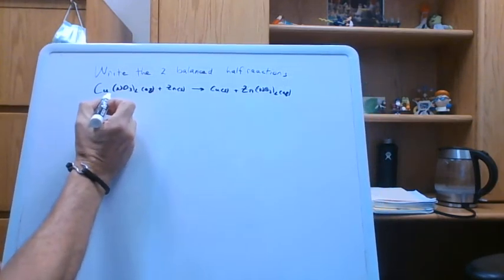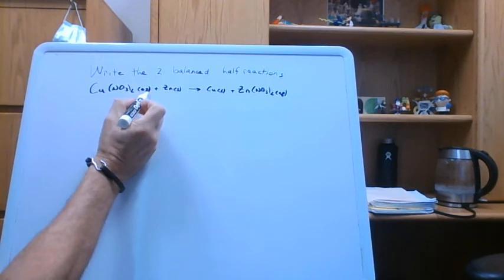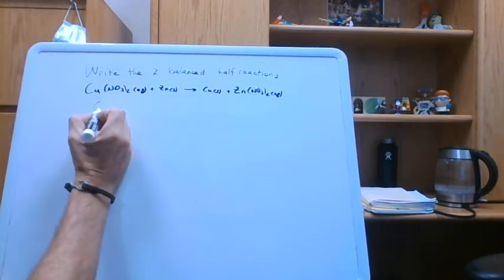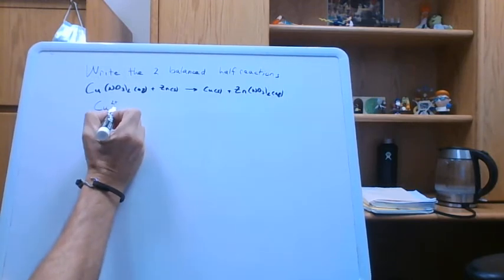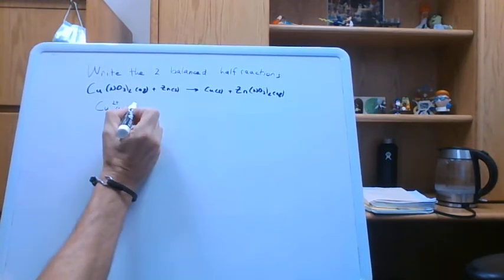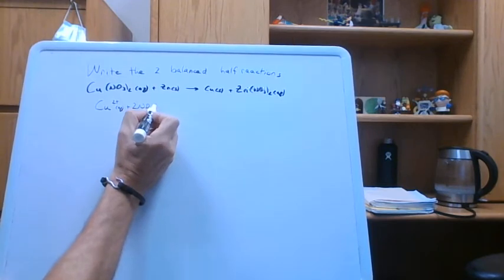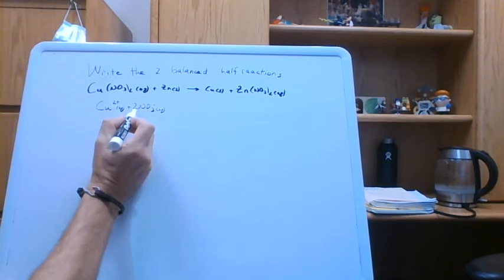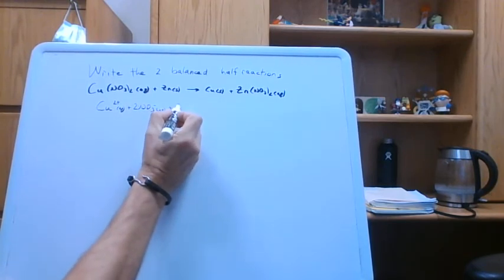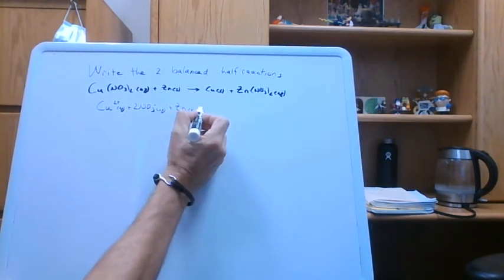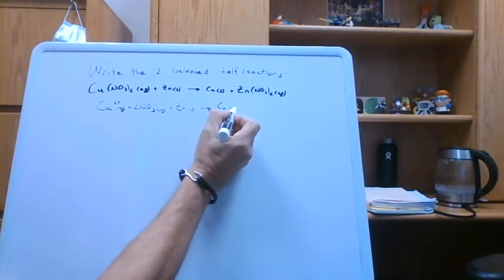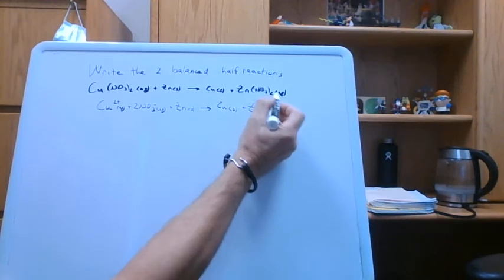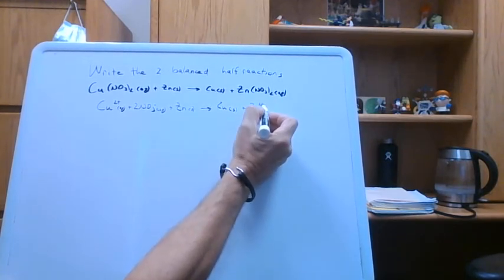So here we have copper 2 nitrate. This is aqueous, so that means in this solution it would actually exist as copper 2 plus and 2 NO3 minuses. Right, we're just splitting that into the cation and the anion, and then we have zinc, which is a solid, and then we end up with copper, that's a solid, and then we're going to split the zinc nitrate apart also because it's aqueous.